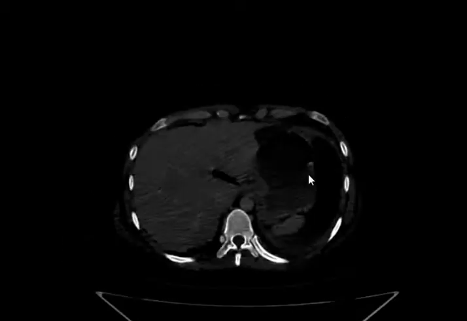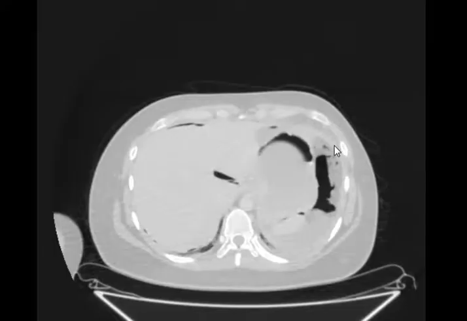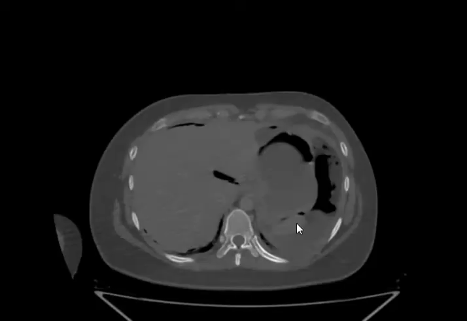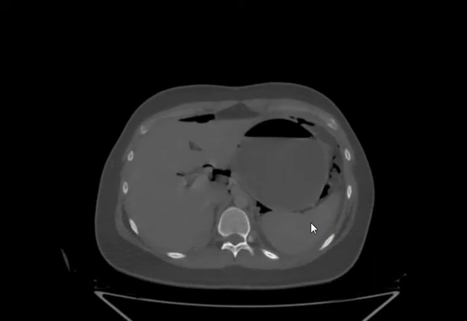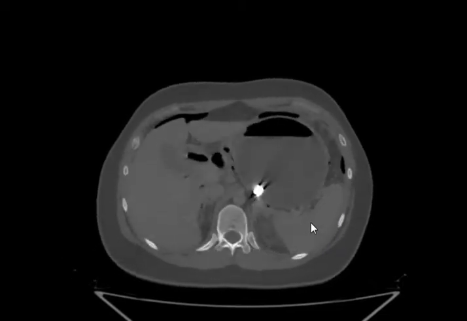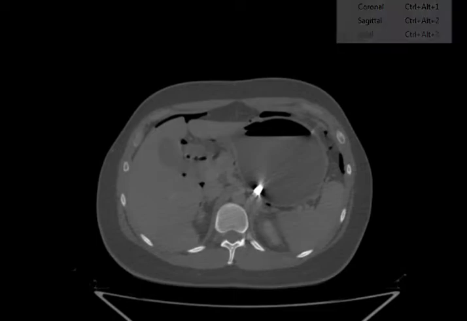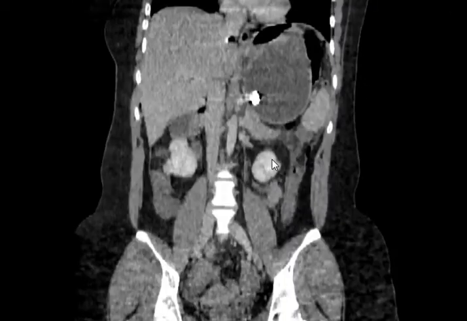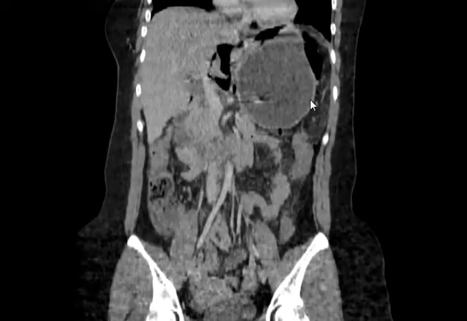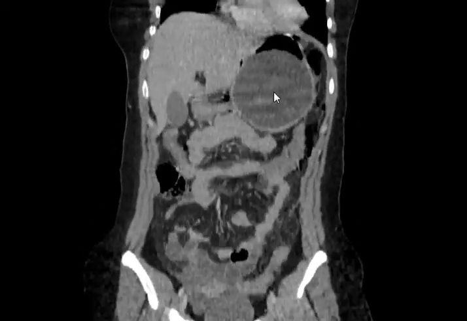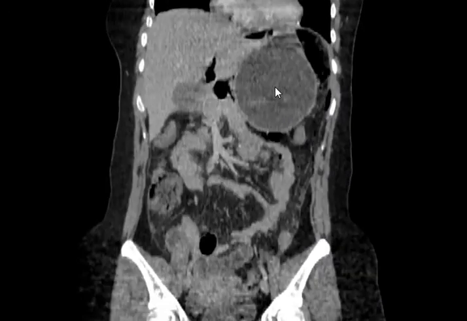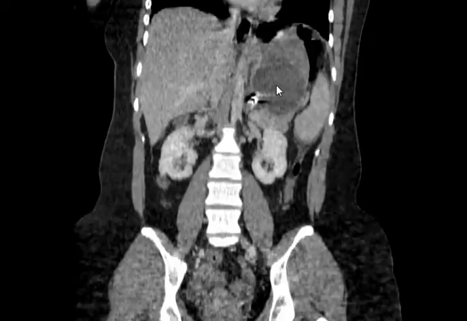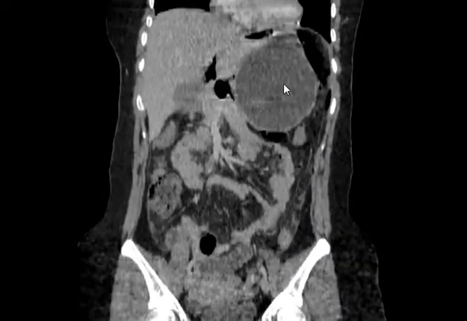Let's see other windows. Maybe they help us with something. Let's see what kind of window we have. Maybe this one. Try. Does it help? Then let's go to coronal. Where's the gastroesophageal junction? I cannot see. You never have a stomach shaped like a ball. There is what in the stomach?